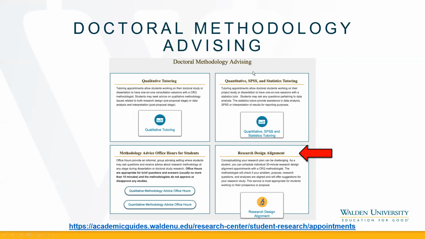You go out to our newly designed webpage, and if you are writing in the proposal stage and do not have an approved proposal, you would make an appointment with the Research Design Alignment button here. You'll click on that. That will identify our methodologist, our appointment schedule, and you click, fill out the form, and you'll be scheduled for a 30 to 45-minute appointment with that methodologist to help you address those alignment issues, such as your problem statement, your purpose, your research questions, and analyses, etc.